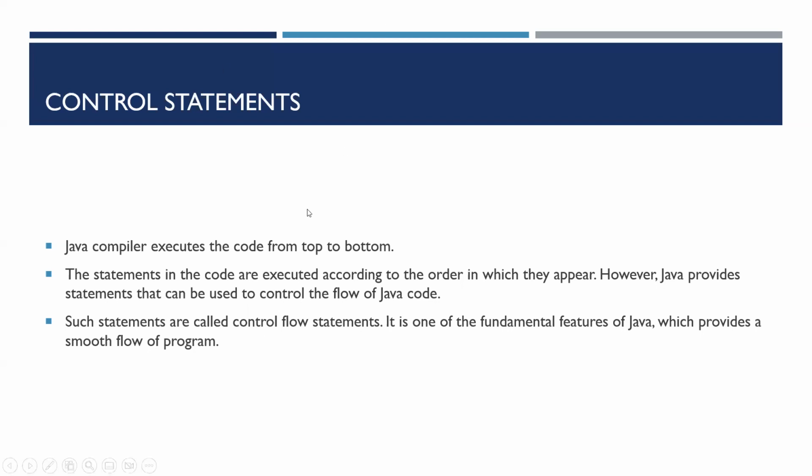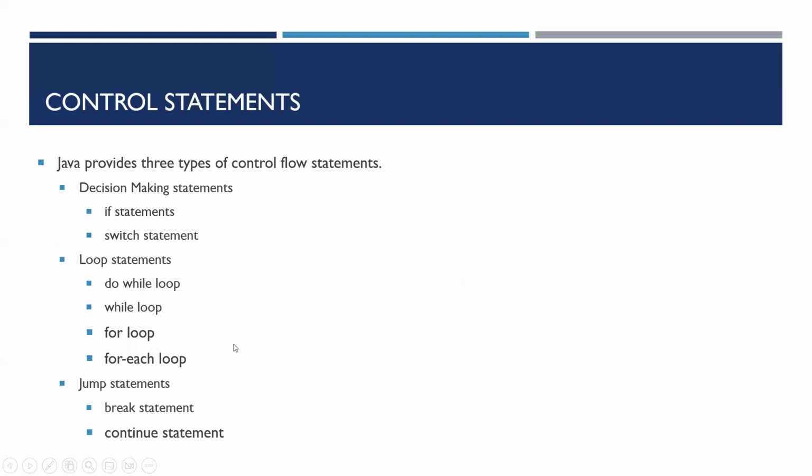But if you want to alter the flow, there are particular statements called control statements which can alter this flow. Such statements are called control flow statements. It is one of the fundamental features of Java, which provides this smooth flow of program. So we have three types of statements which can alter the flow of execution. One is the decision making statement, the other is the looping statement, and the third is the jump statements.